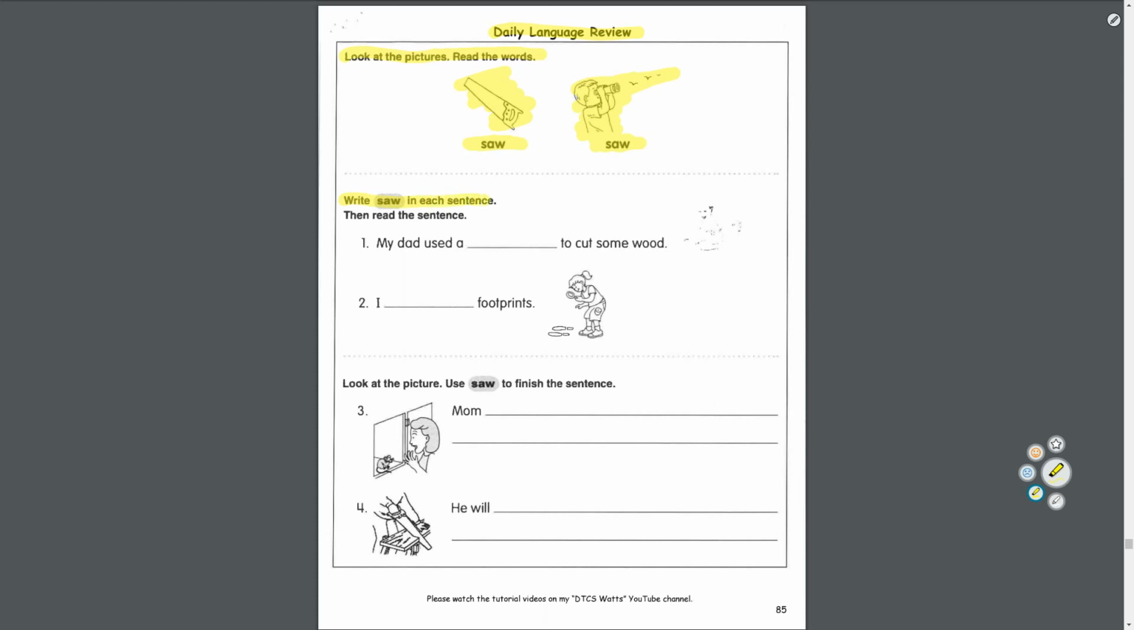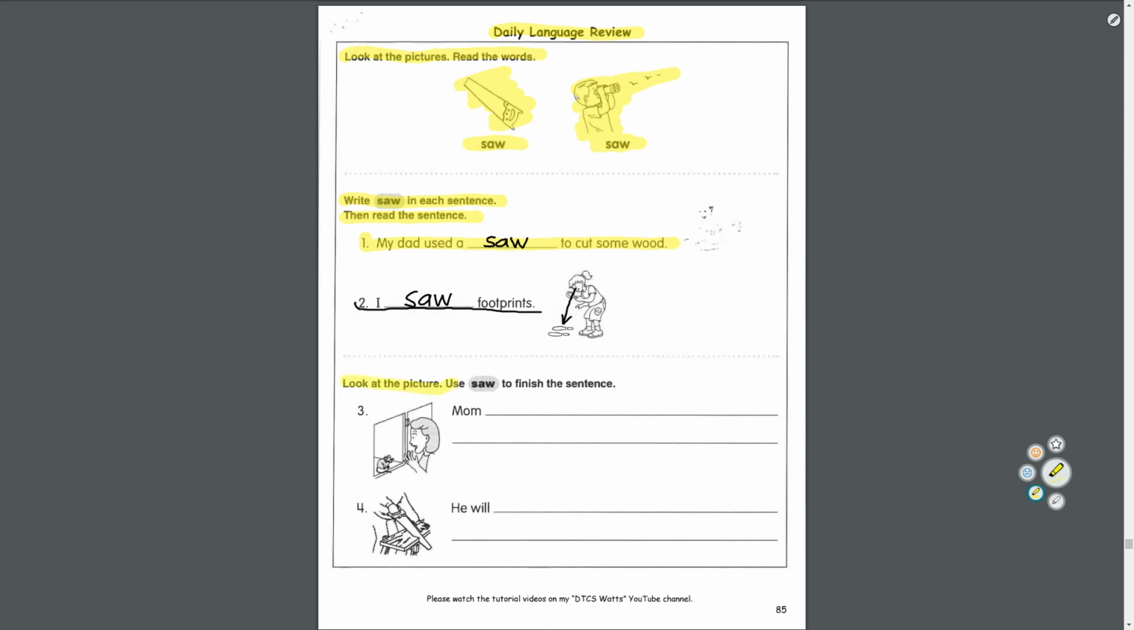Write saw in each sentence, then read the sentence. Number 1, my dad used a saw to cut some wood. Number 2, I saw footprints. You see, she got a magnifying glass. She's investigating, and she saw something.